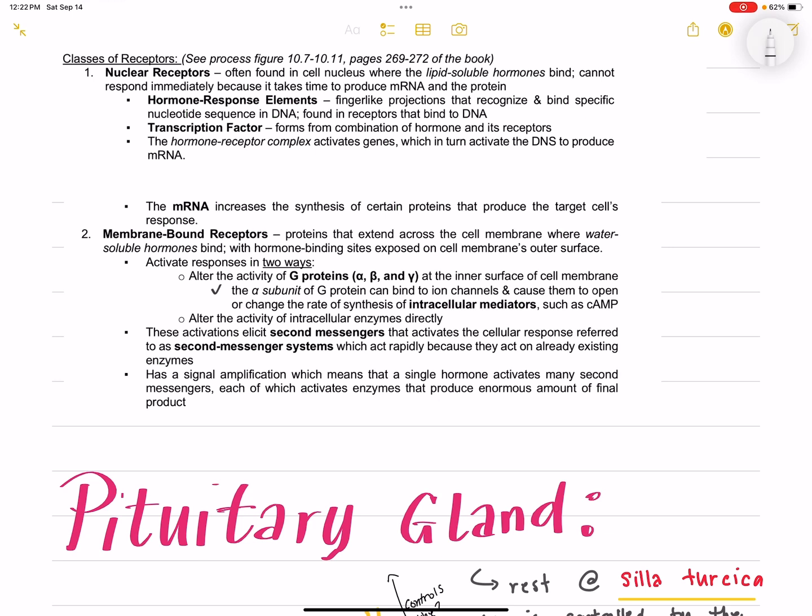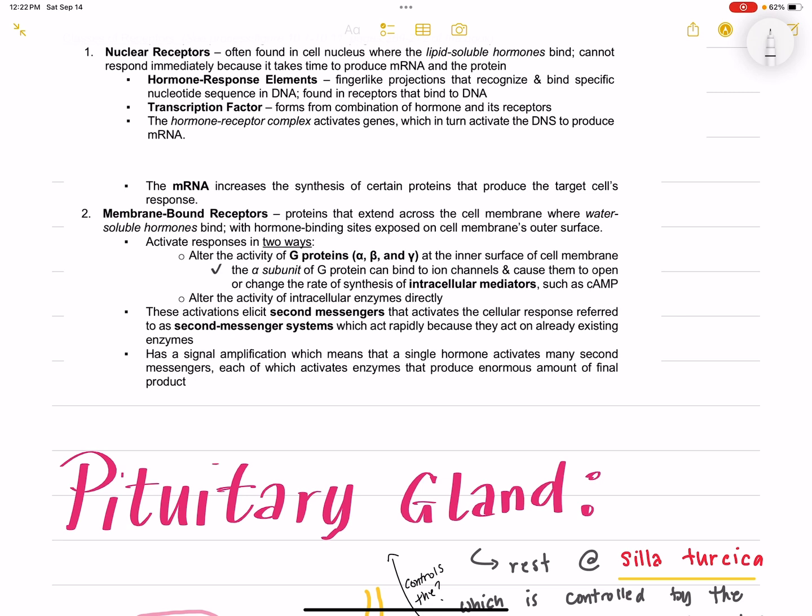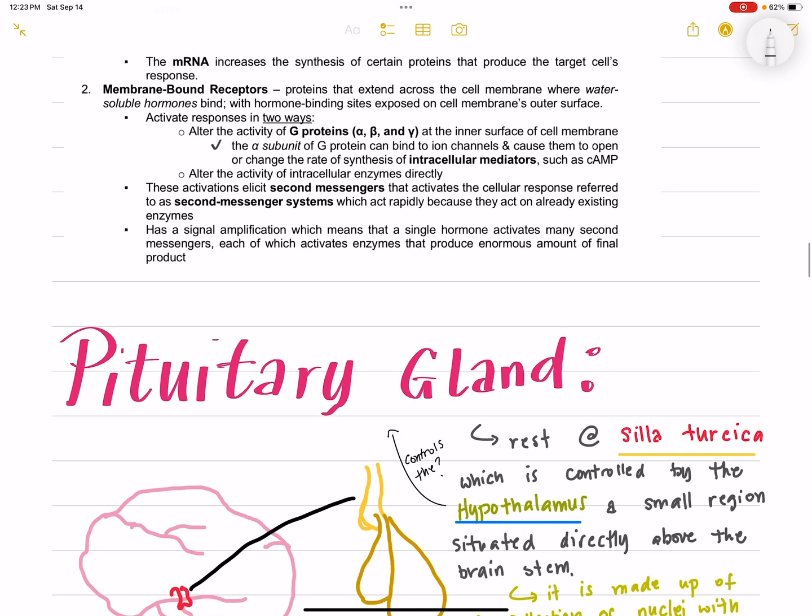Next is alter the activity of intracellular enzymes directly. Okay? So these activators elicit second messengers that activate the cellular response referred to as a second messenger system. Okay, so diba sa water-soluble hormones, binding lang ni siya gakatabo ang may mga second messenger. So has a signal amplification, which means that a single hormone activates many second messenger, each of which activates enzymes that produce enormous amount of final product.